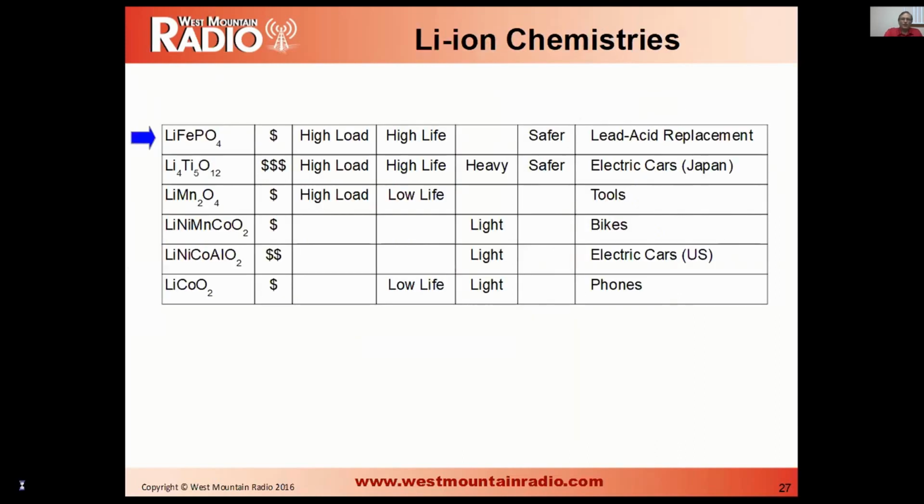But let's talk about some of the benefits. First of all, there's a ton of chemistries. And there seems to be a new chemistry that comes out every year. For amateur radio use, the best chemistry is the iron phosphate, the LiFePO4 there at the top line. It's a little safer. When I say safer, that means if you pound a nail into it, it's not going to explode like most of the other technologies will. It's got a real high life, and it's good for high loads. So this is a really good battery for amateur radio use.